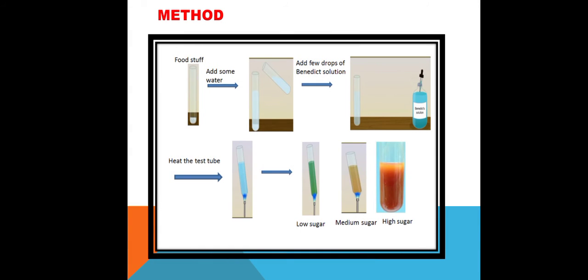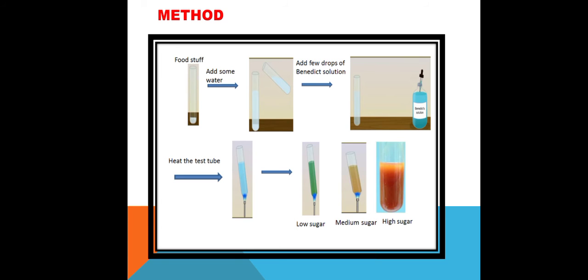Crush a small amount of food sample and put the food sample into a test tube. Next, add a small amount of water to the test tube and shake it. Then add a few drops of Benedict solution to the test tube. Heat the test tube for about 1 minute.